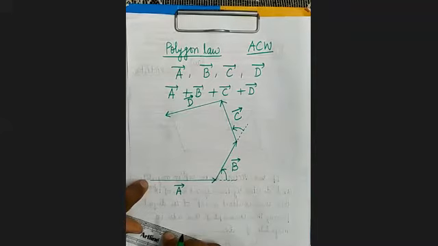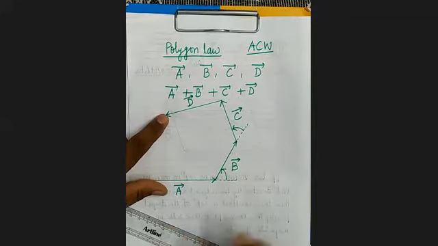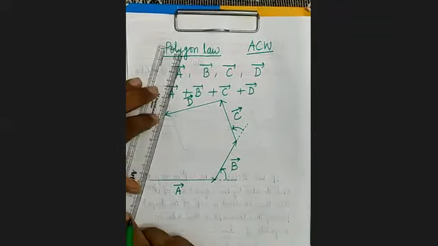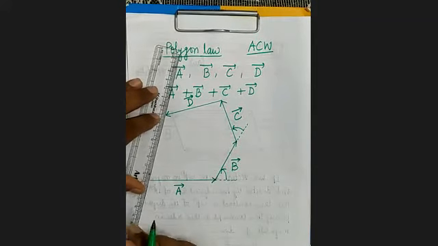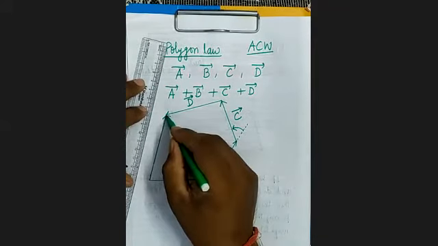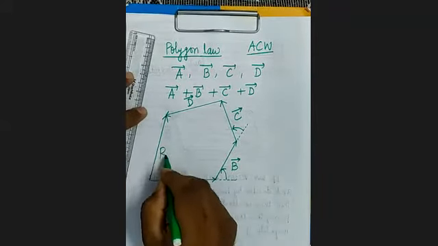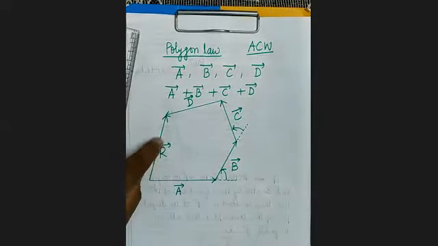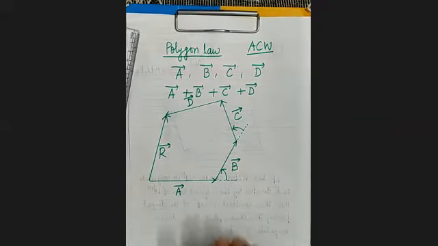Now what will be the resultant of these four vectors? That can be obtained by joining the tail of the first vector to the head of the last vector. This is representing the resultant. Means the resultant of these four vectors will be represented by vector R. This is the polygon law of vector addition.